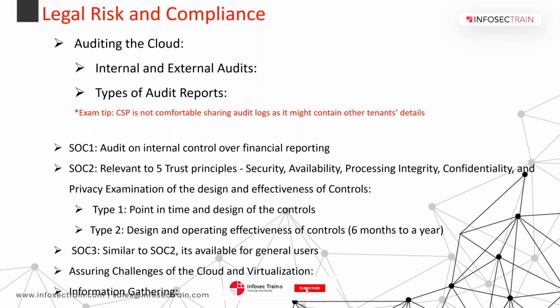SOC 2 is very important from an information security perspective, because it indicates the five major principles of security, availability, integrity, confidentiality, and privacy of that organization. And it is again of two types: type 1, type 2. Now what are these two? What is the meaning of these two types?